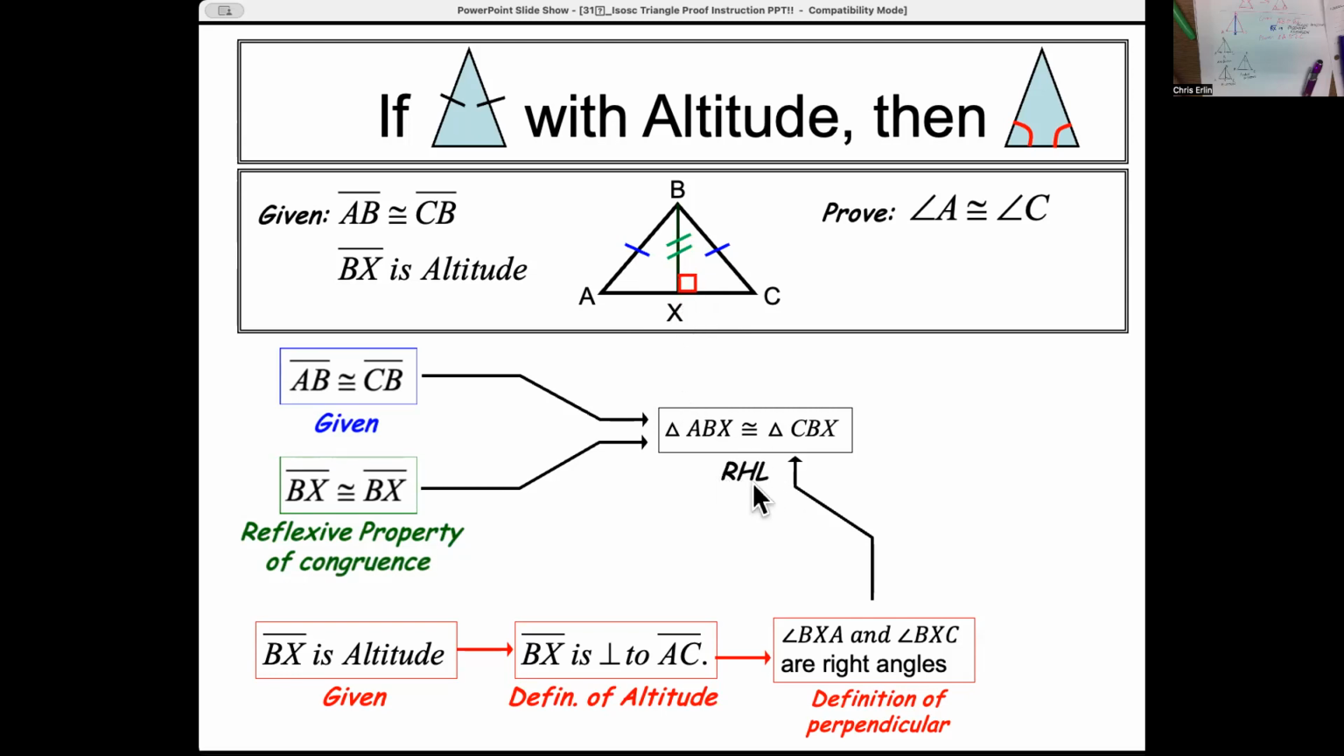RHL, very good. RHL, some people call it HL. I call it RHL because it's still got three facts. You have to have a right angle, you have to have the hypotenuse, and you have to have a leg. With those three components, I'm able to prove the triangles are congruent and then prove the components are congruent by CPCTC.